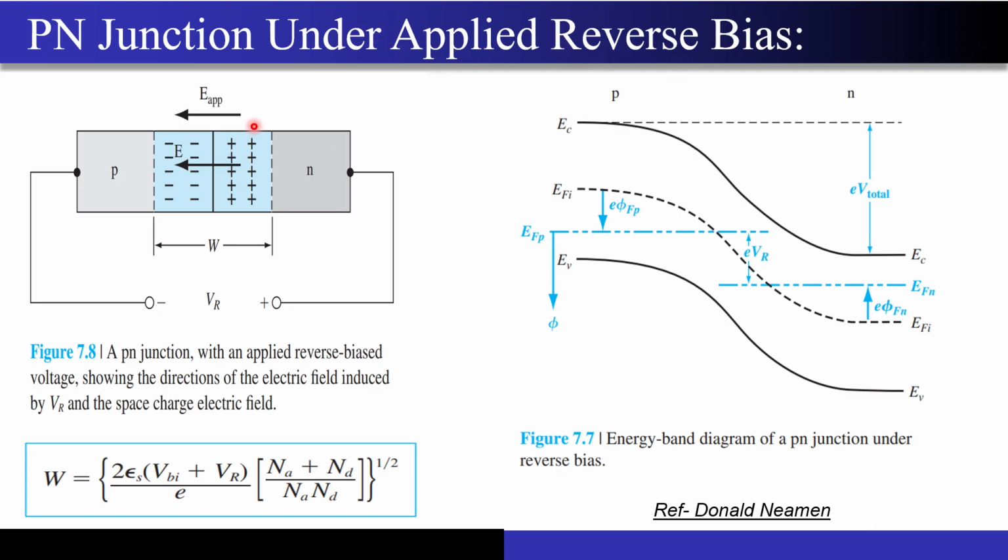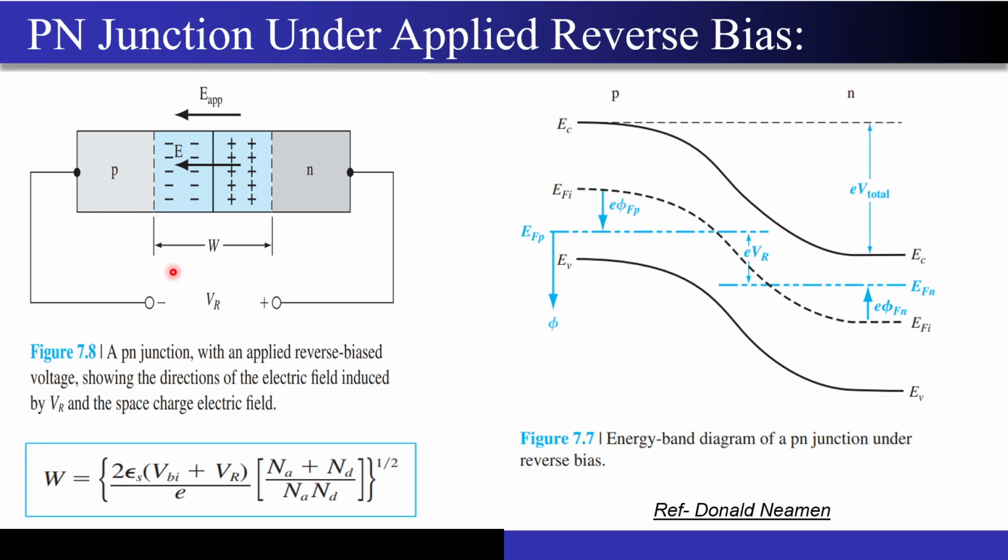And if you want a small intuition of why this space charge region is extending, see, what is the meaning of the space charge region? It is the region where you don't have any free carriers. Here on the p side you just have the immobile acceptor atoms, and here you have immobile donor atoms. So you have formed positively and negatively charged immobile ions.